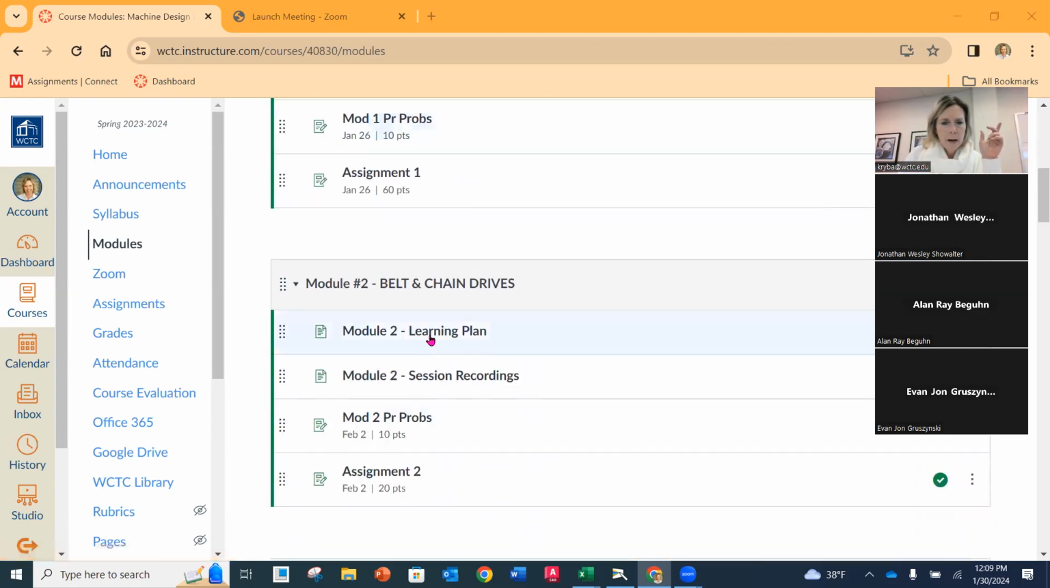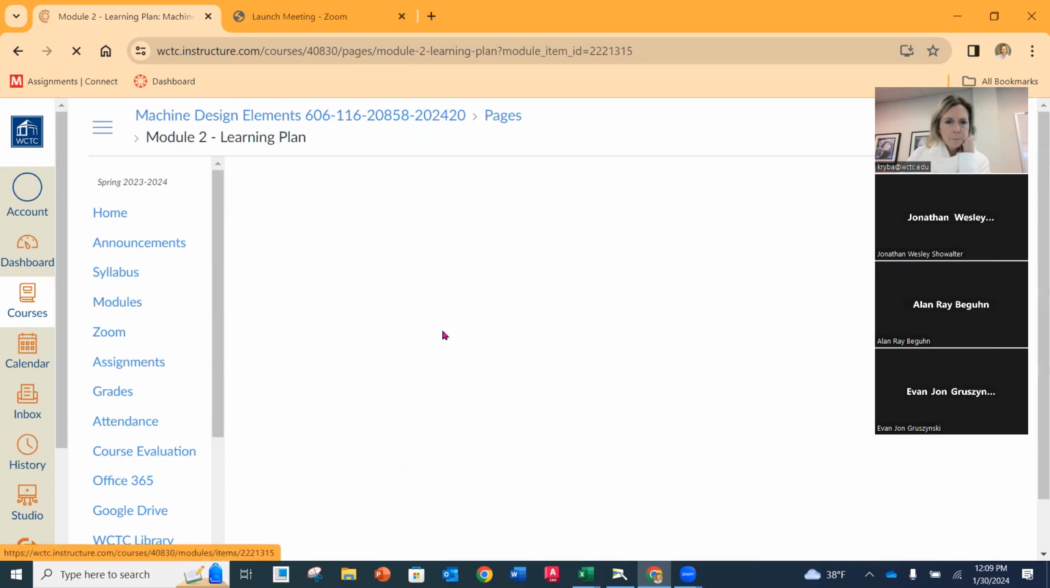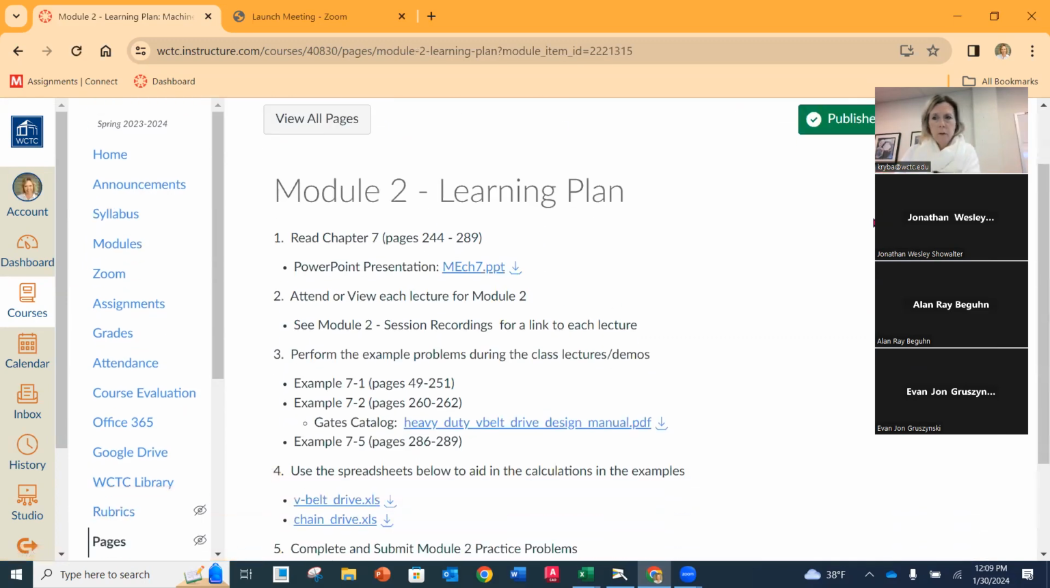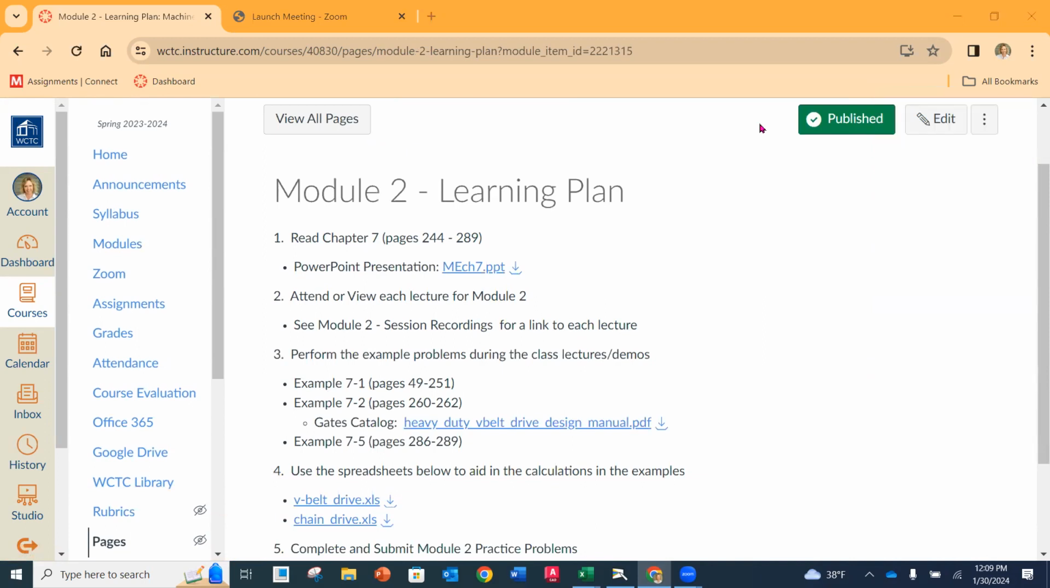So in module number 2, learning plan, I'm going to get myself off the screen here. The learning plan is going to be, first of all, we're going to be looking at the chapter. We're going to be going through and targeting the sections we need to in the PowerPoint presentation. Along the way, we're going to be doing some example problems, some practice problems, and I'll alert you to those that you want to add to your notes so that you'll be handing those in to be graded.